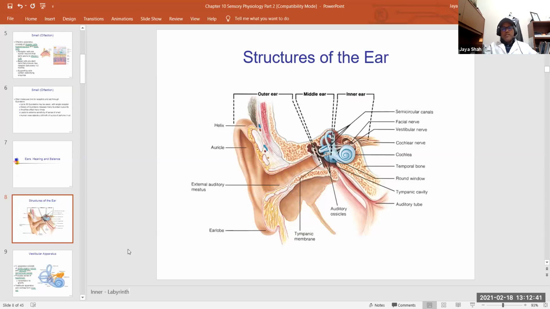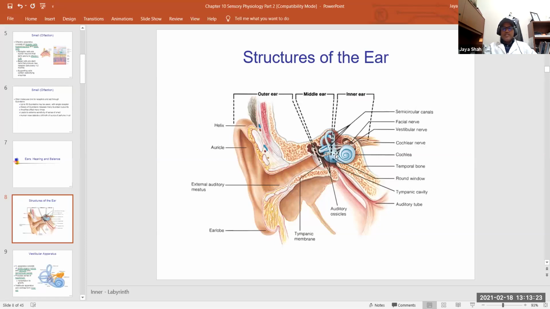That's why when you have an infection of the external ear, we call it otitis externa. Otitis means infection of the ear. When there is an infection of the middle ear, we call it otitis media. But when you have an infection of the inner ear, we don't call it otitis interna. We call it labyrinthitis. Okay. External ear, middle ear, and inner ear all work for hearing, but only the inner ear works for balance.